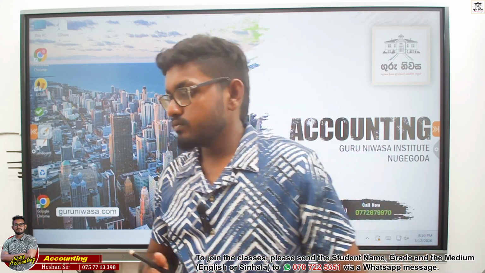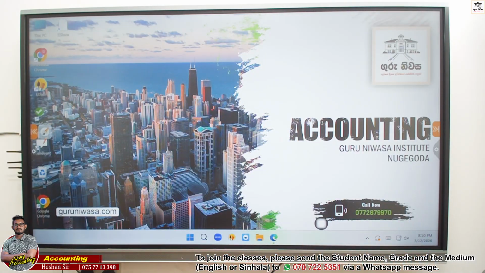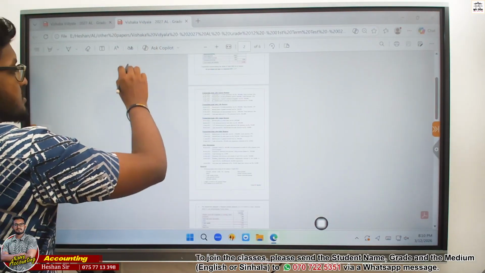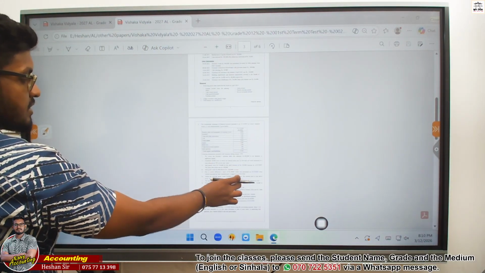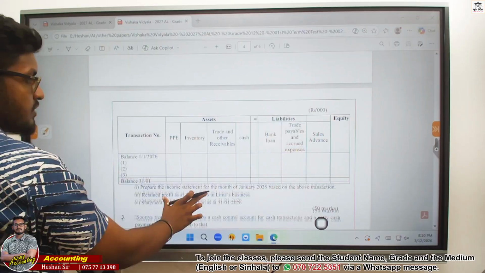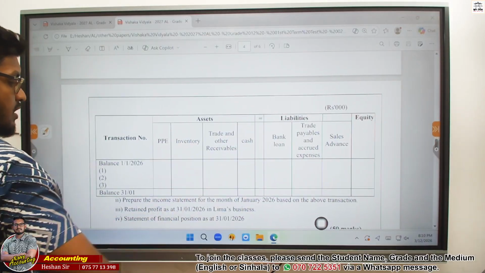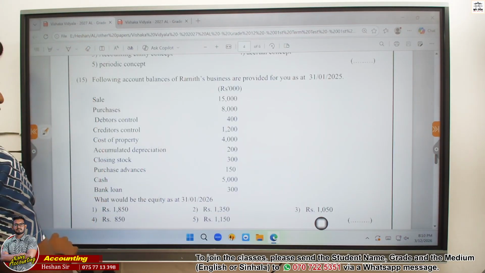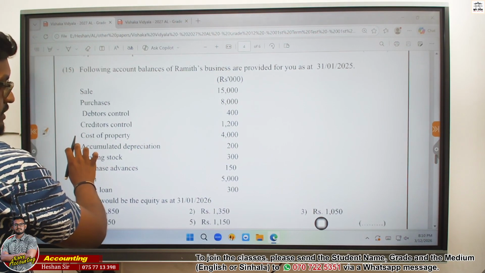Last time we finished up to the second paper, the second question, and we did only the first one. We need to do the others, but prior to that, a few things to highlight in the first paper.